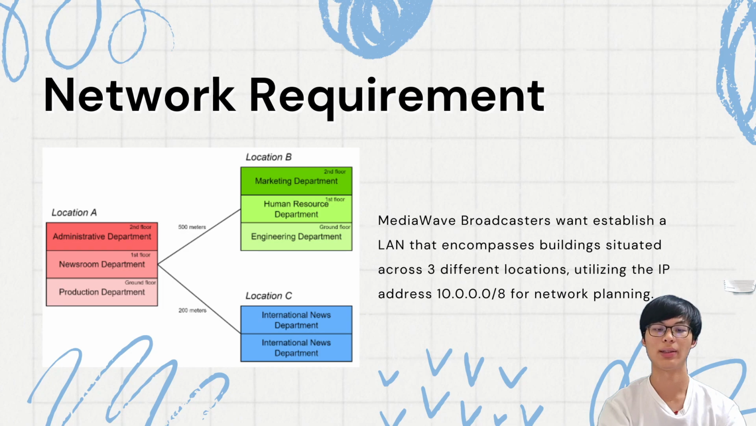10.0.0.0/8 for network planning. The 3 locations are location A, which has 3 departments which split into 3 subnets: the administrative department, the newsroom department, and the production department. And 500 meters away from the location A is the location B, which has the marketing department, human resource department, and engineering departments. 200 meters away from location A is the location C, which has 1 subnet which includes 2 different departments, which is International News Department 1 and 2.